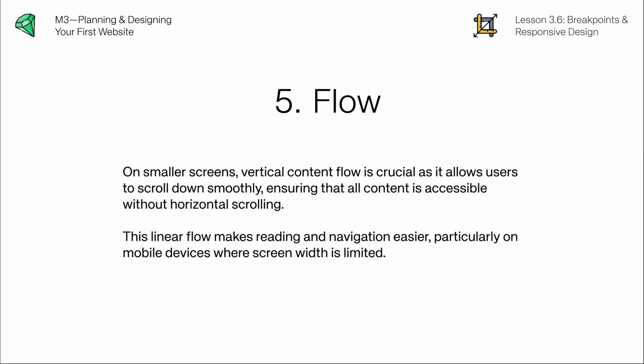Number five, the flow. On small screens, vertical content flow is crucial as it allows users to scroll down smoothly, ensuring that all content is accessible without horizontal scrolling. This linear flow makes reading and navigation easier, particularly on mobile devices where screen width is limited. And this doesn't mean that you should never use horizontal scrolling on mobile devices, right? You can, especially, for example, when you are designing for an e-commerce site, right? You can use horizontal scrolling in the product page so they can see more photos of the product.